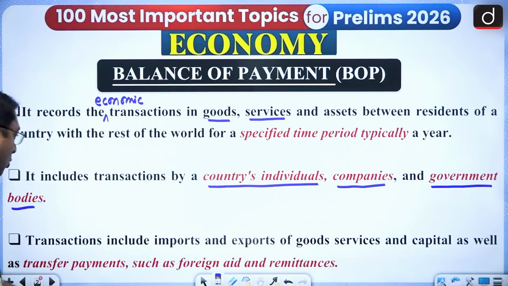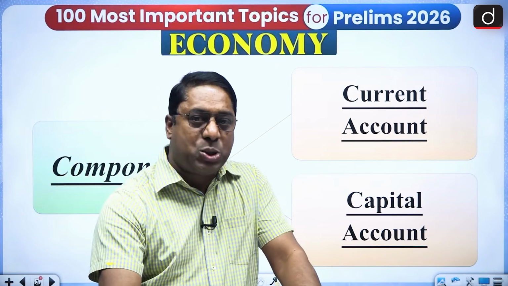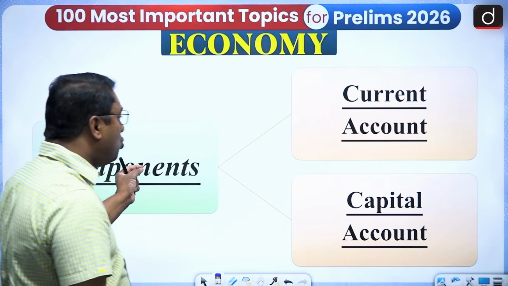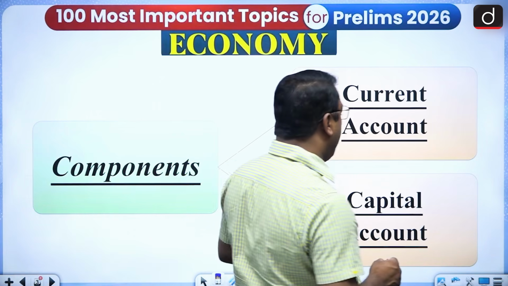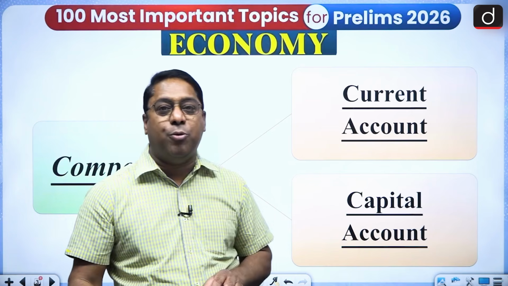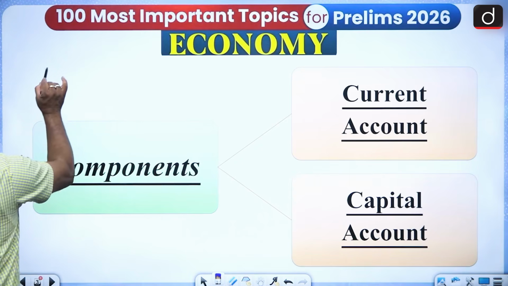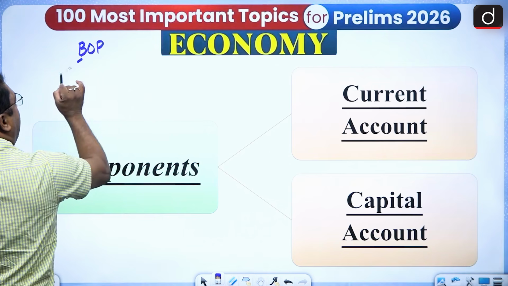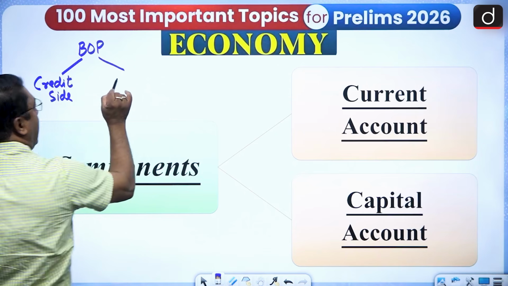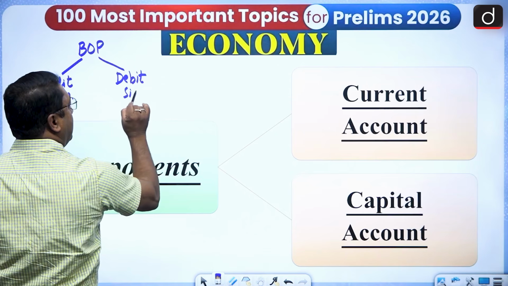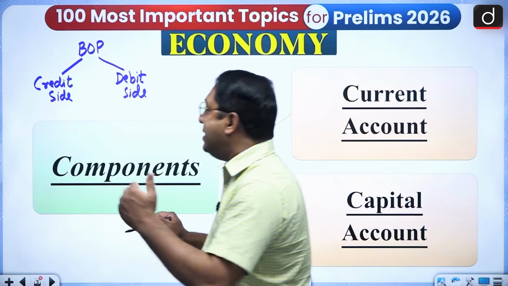Okay, so we have come up to the BOP. Now, when we talk about the BOP, all of us must remember that there are two components of BOP. One is the current account and the other one is the capital account. Now, before going into that, one should remember that the BOP has two sides. One is the credit side and the other one is the debit side.